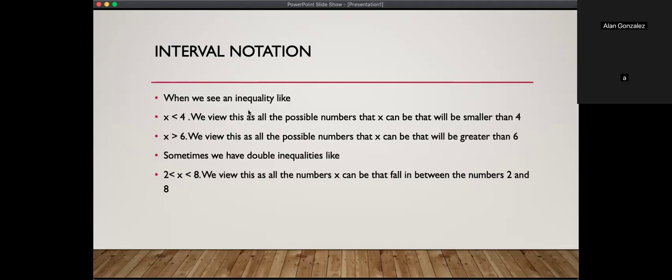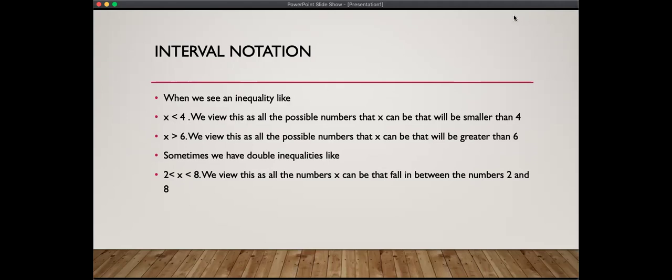X is less than 4. So the way we view it is that it's all the possible numbers that X can be that will be smaller than 4. Think about 3. 3 is smaller than 4, so 3 can be an X, right? Think of all the possible numbers that X can be as long as it's less than 4. So we have 2, we have negative 5, we have negative 30, and to be honest, negative infinity, right? Because that's all smaller than 4. It cannot be 5 though. X cannot be 5 for this first example because 5 is not less than 4. So that's where X draws the line.